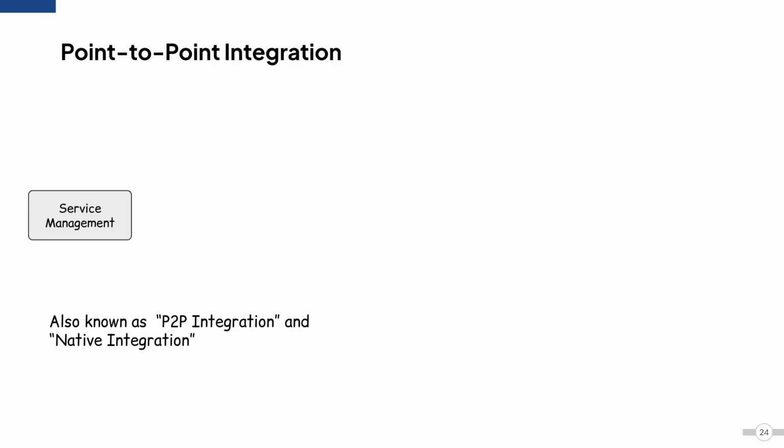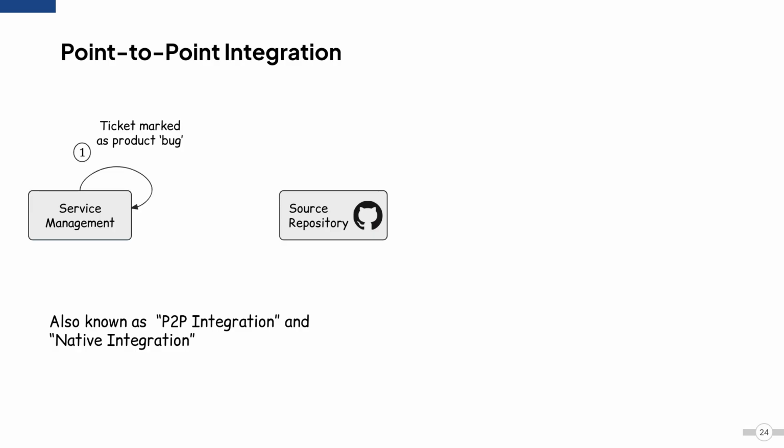Now, let's imagine you have service management software and then a source code repository. And let's say in service management, one of your service engineers marks a particular ticket that was created by your customer as a product bug. And there is a requirement that such a bug is notified and sent to the product engineering team. Maybe you want to create a ticket automatically when this happens, and create an issue in this case.